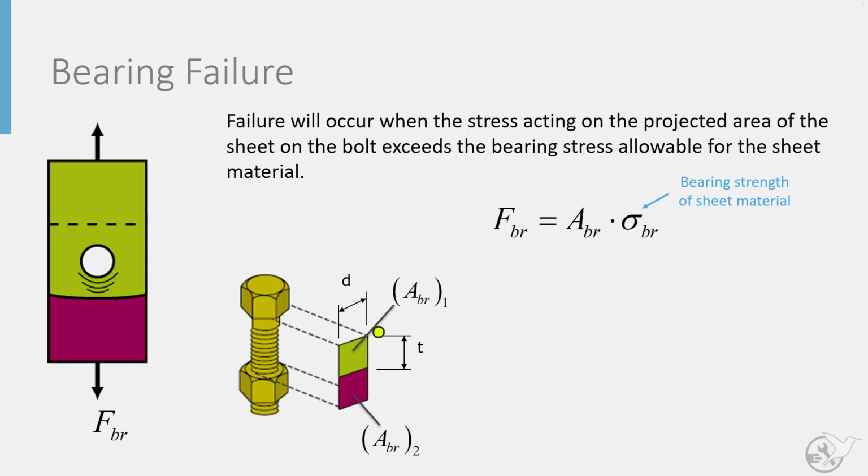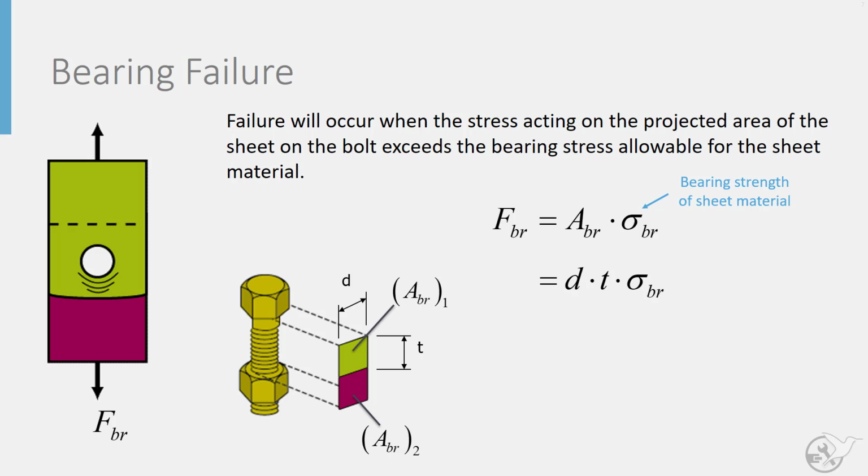Now, to define the bearing area, we need to look at that projected area, and when there's multiple plates, you can have more than one bearing area. So here we have the upper sheet resisting in one direction, the lower sheet in the other direction, so we have a purple and green area. Now, if both of the sheets are the same thickness and same material, all of this will come out the same, but you can join dissimilar materials or different thickness materials, so you can get a difference in the bearing failure force for those different plates.